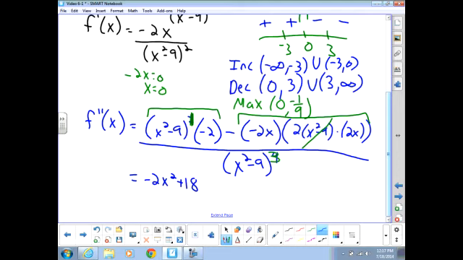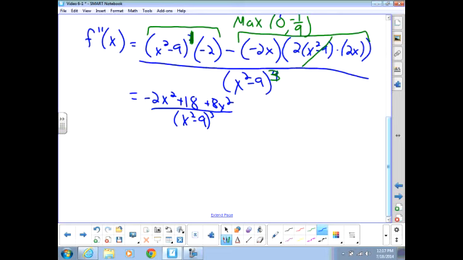4x times a negative 2x will give you negative 8x squared. And then times the negative will give you positive 8x squared. And that's all going to be over x squared minus 9 cubed. And we'll neaten that up on top. That's going to be 6x squared plus 18 all over x squared minus 9 cubed.